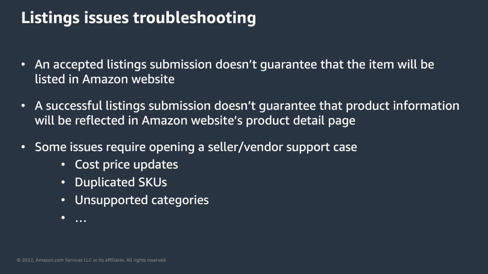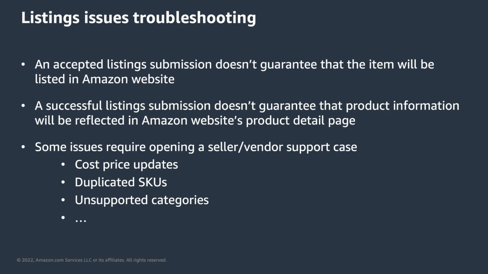Now that you are able to distinguish between submission statuses and know how to identify issues, let's evaluate the impact they have on the catalog. First of all, an accepted listing submission doesn't guarantee that the item will be listed on the Amazon website. This will happen if issues are detected during asynchronous processing. If they occur, you will have to fix them in order for the product to go live and be discoverable in the marketplace by customers.